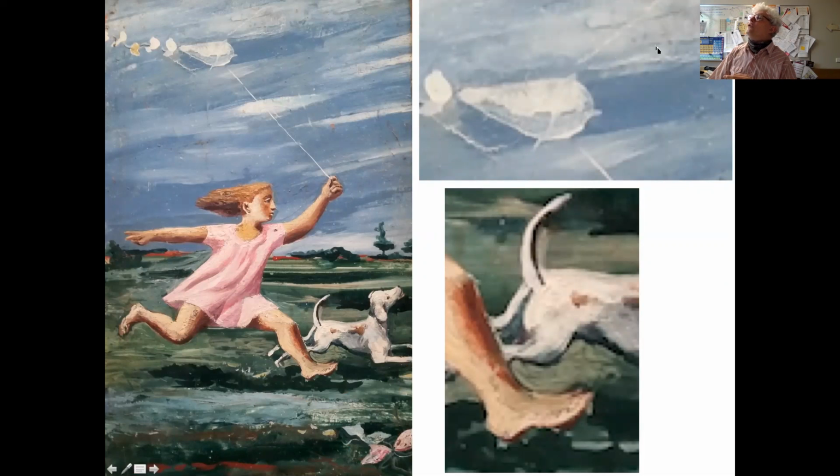Oh, first, yeah, there's the kite there. 1, 2, 3. 3 positions. And also the dog's leg, this bit down here. So she struggled with that.